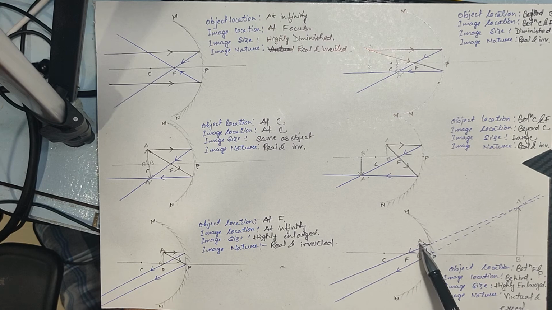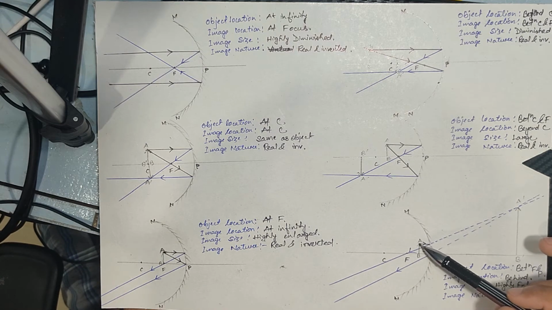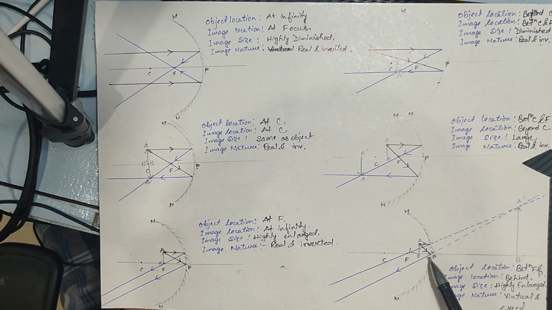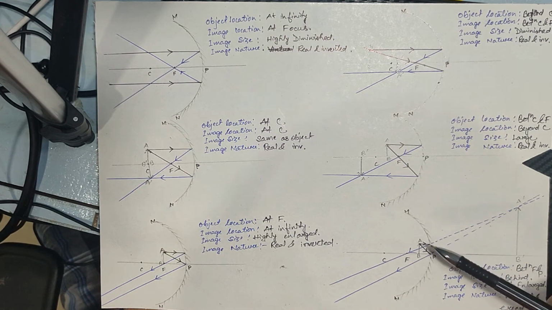This is rule one: the light ray which is going straight or parallel to the principal axis, after reflection it will move through the principal focus. And the second rule we will apply here, that is the fourth rule. We know that when a light ray falls on the pole obliquely or slantingly, it will reflect in such a way that these two angles will always be equal.